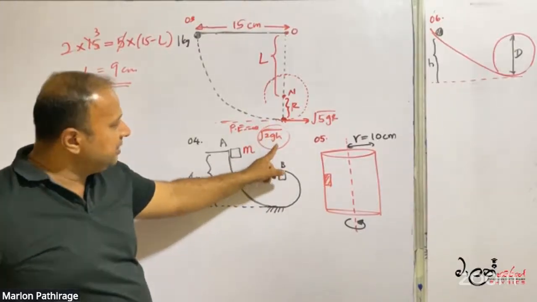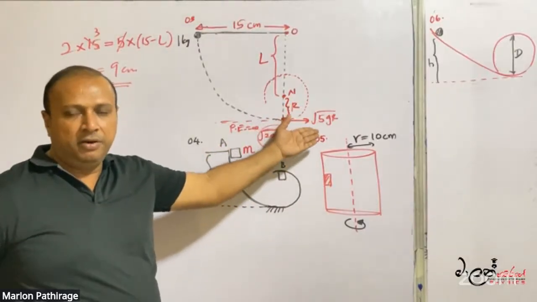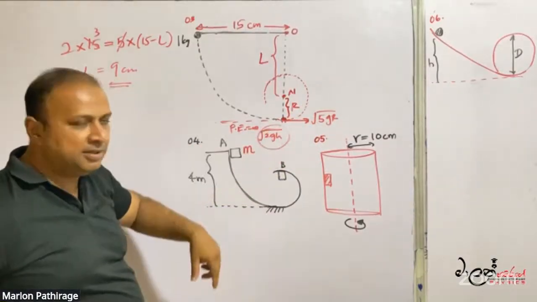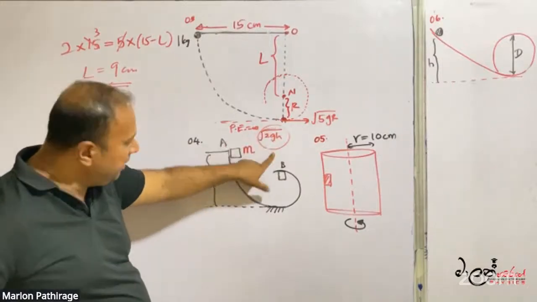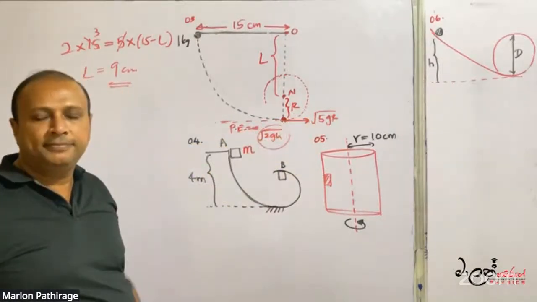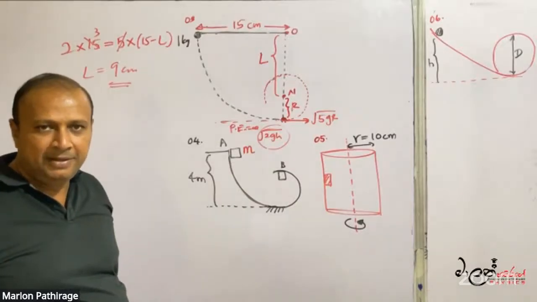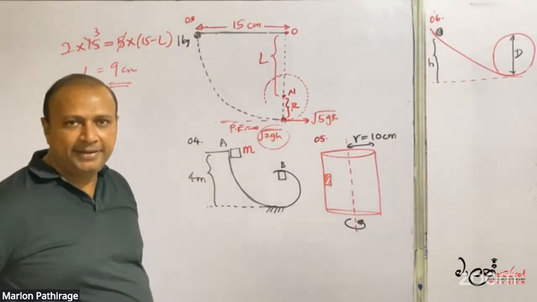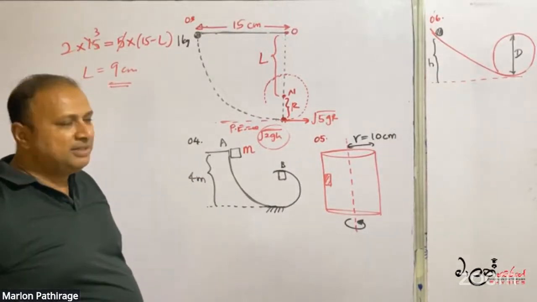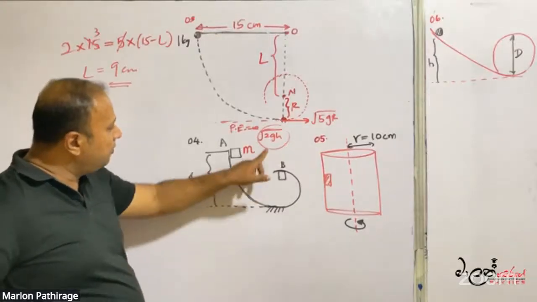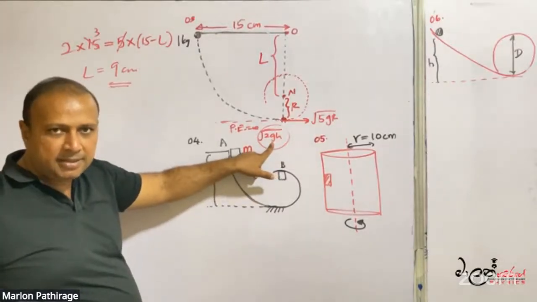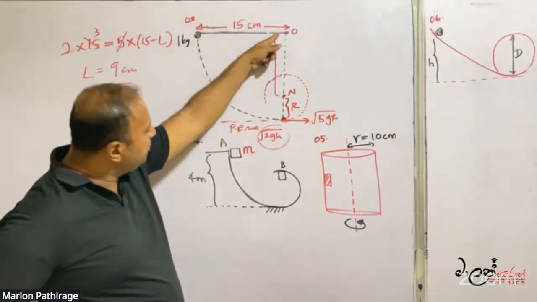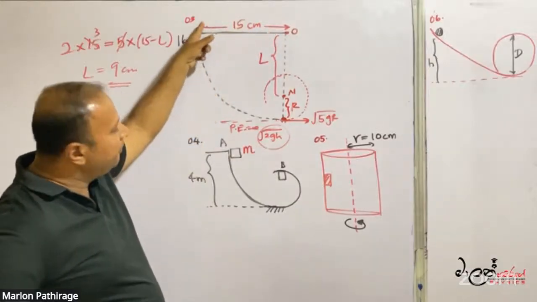So this velocity should be equal to the required velocity. Therefore, this velocity should be equal to the minimum requirement, which is 5gr. Therefore, 2gh should be equal to 5gr. You don't need to consider the square root, or g. Just consider 2h equal to 5r. 2h means this height, which should be equal to 15 centimeter.